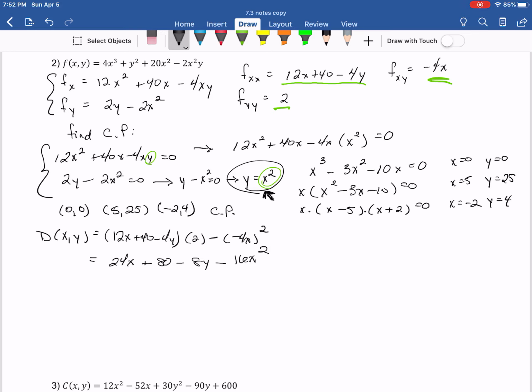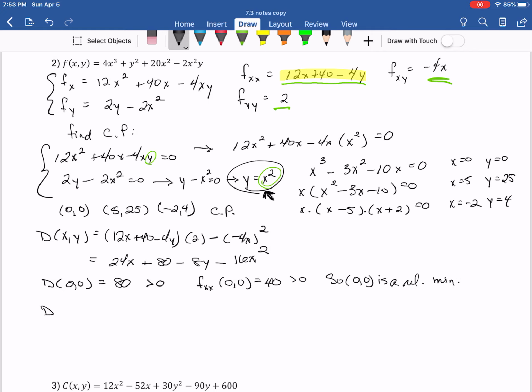So I want to find what D of (0, 0) looks like. D of (0, 0) means plug 0 in for x and y. You end up getting just 80. Now that's positive, right? So that means I have to check out f_xx, the second partial with respect to x at (0, 0). And in case you lost it, it's right up here. Okay, so plug 0 in for x and 0 in for y, and you end up getting 40. Now that's positive. So what this tells you is that the point (0, 0) is a relative minimum.